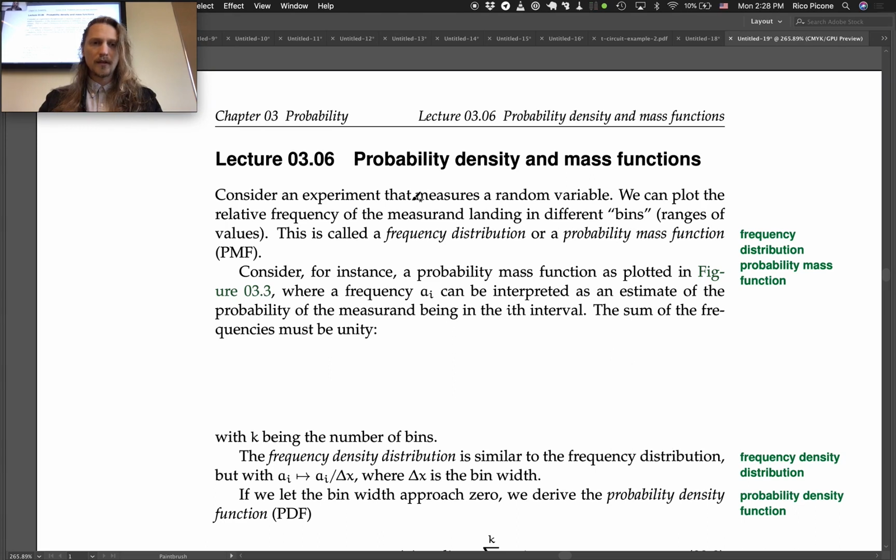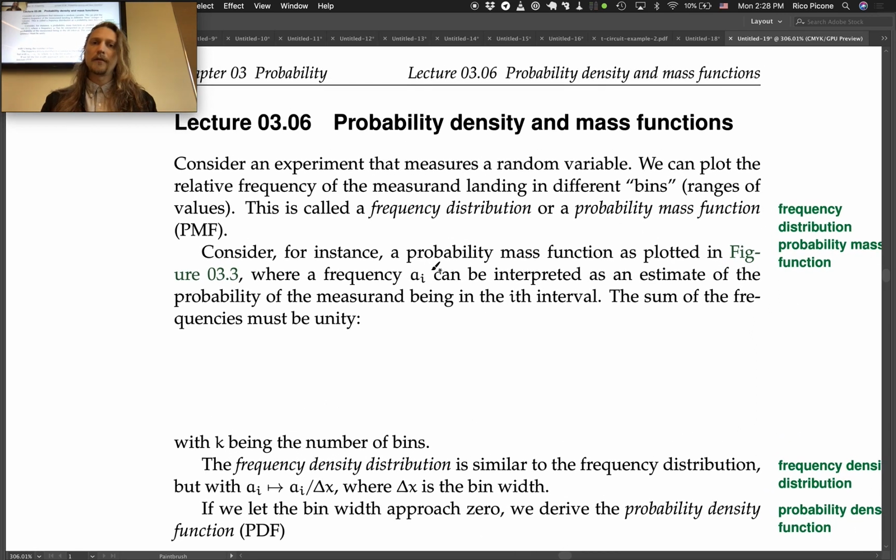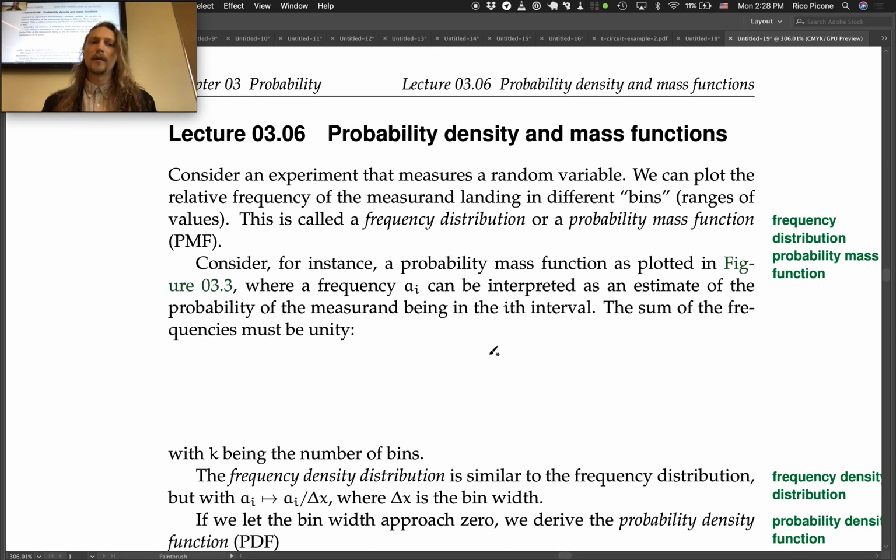Lecture 3.6, Probability Density and Mass Functions. Consider an experiment that measures a random variable. We can plot the relative frequency of the measurand landing in different bins, ranges of values, right? This is called a frequency distribution or a probability mass function.